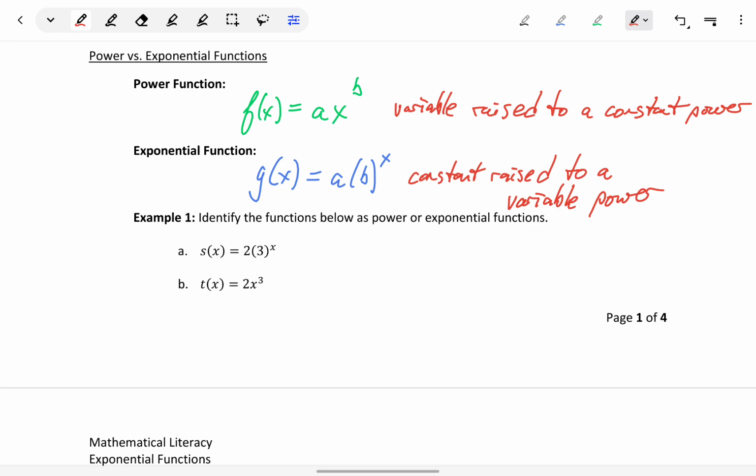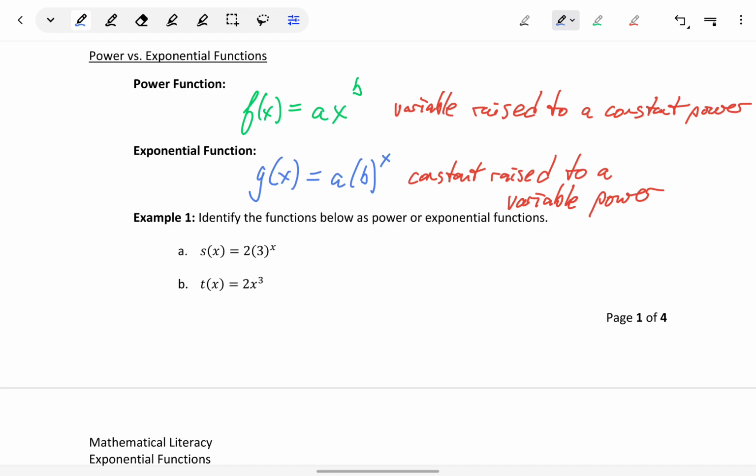So when we evaluate an exponential function, we'd actually be substituting into the exponent rather than the value being raised to some power. And we can pick up on this pattern and use it to distinguish between exponential and power functions that we're given, which is what we want to do in example 1.